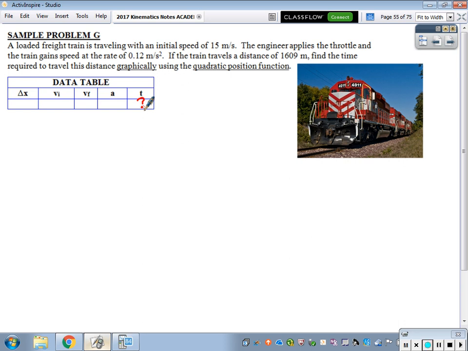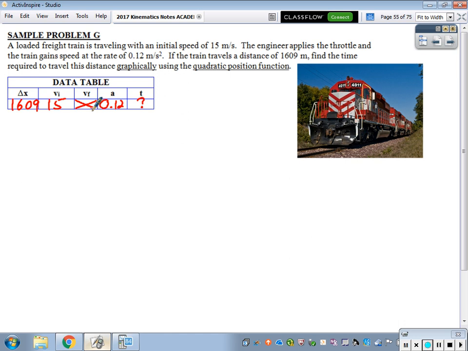Hey, Paige, go ahead and give us one thing that we can check into our data table. Absolutely, acceleration 0.12. Okay, Justin, give me something else. The initial speed was 15 meters. Okay, good. Initial velocity 15 meters per second. Thank you. Hivash, something else? Good. Okay, 1,609. Do we have any information about V final? No, so we'd have to put our x through that.